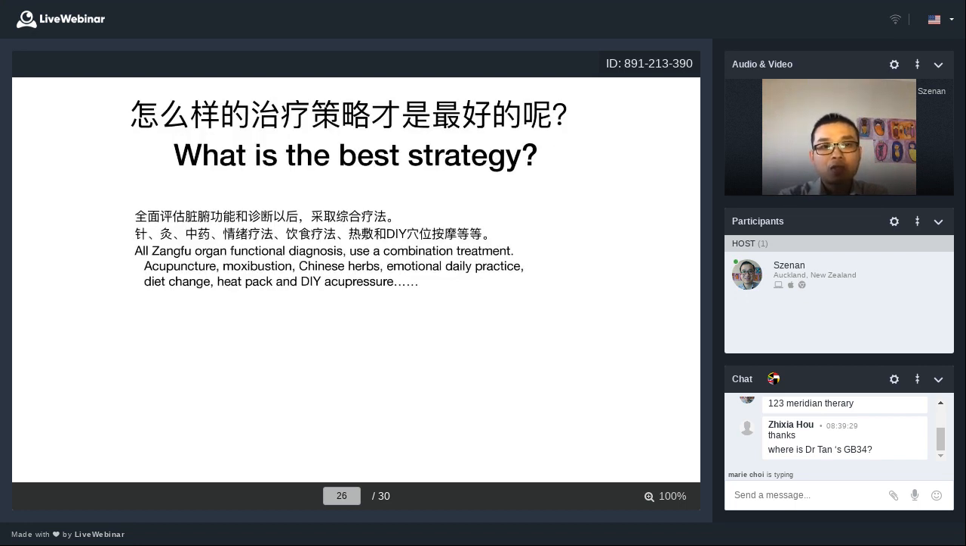So what is the best strategy? The best strategy for diarrhea and IBS is always to go to 脏腑 organs functional diagnosis. You need to look at the whole body rather than just saying, oh, this is a digestion problem, and I just give you this herb, or I just give you Szenan-Balance or 六君子汤. This is not the best way to practice. I don't agree with that.